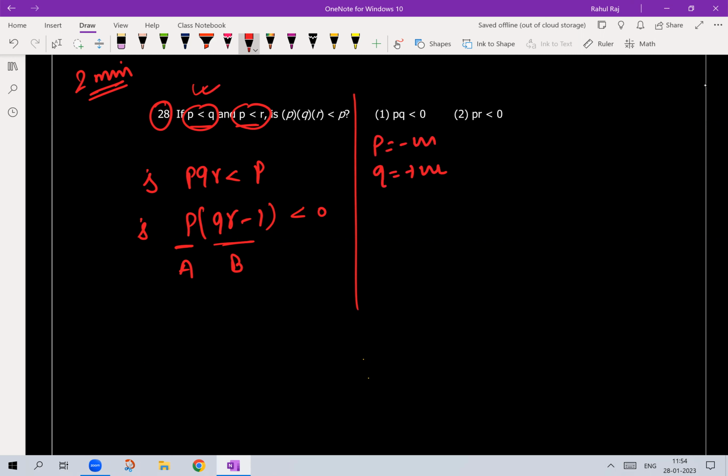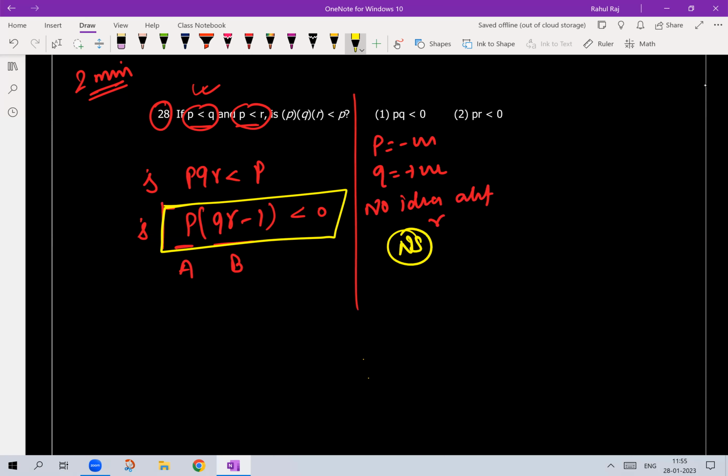Yeah. Absolutely. But no idea about R. And all three variables are involved over here. So I need to know 100% the sign of R also to actually say whether PQR minus 1 is less than 0. No idea about R, so I can straight away say not sufficient. Absolutely. Don't have to worry about it. You don't have to create a yes or no situation once you understand it.